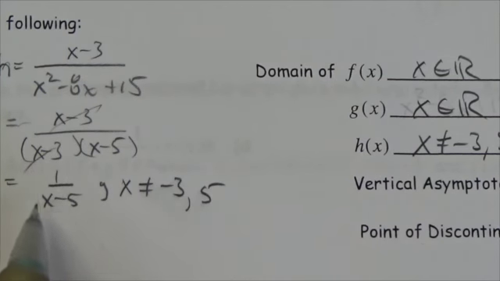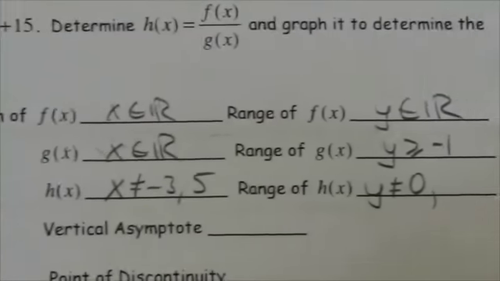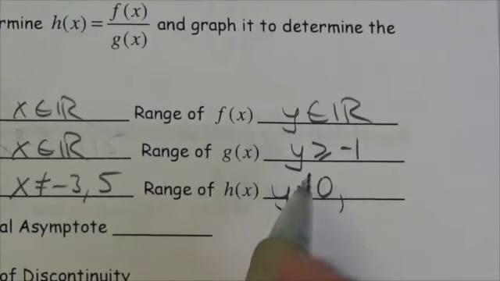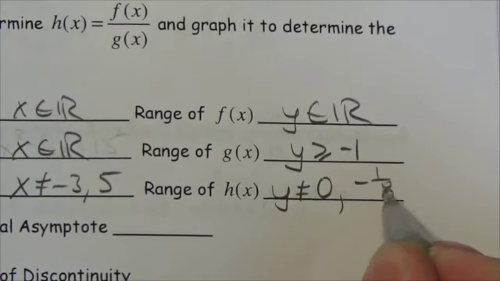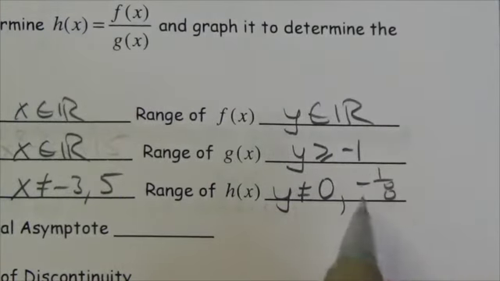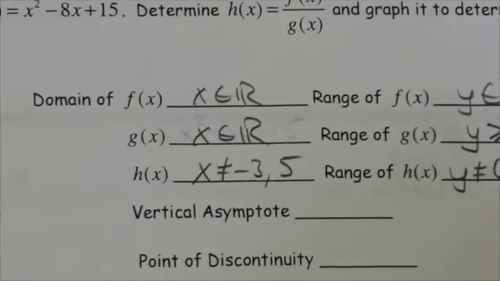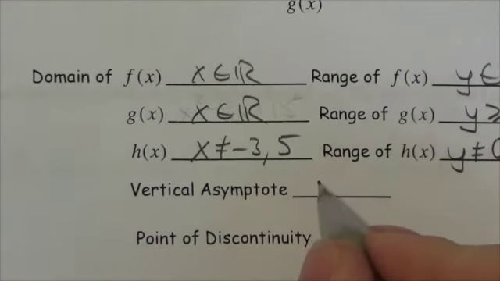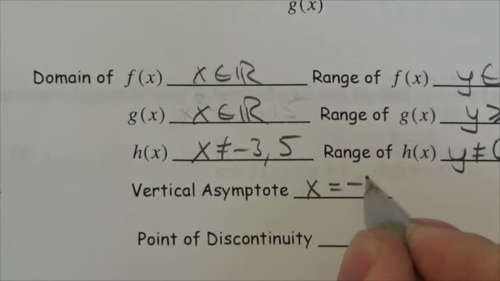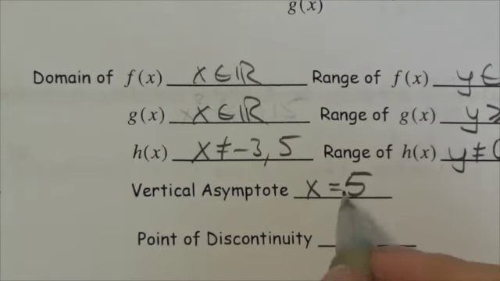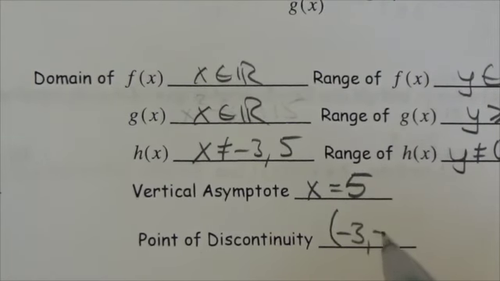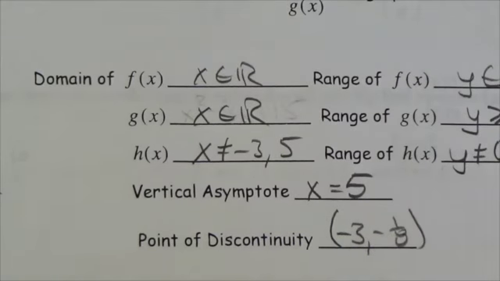And if I plug negative 3 into this, I get 1 over negative 3 minus 5, negative 8. So not only can it not equal the horizontal asymptote, I can't let it equal negative 1/8 here because that coordinate goes with the point discontinuity. So it's got a vertical asymptote here at x is equal to positive 5. That's my vertical asymptote, the essential discontinuity. And the point discontinuity we just found here was negative 3 comma negative 1/8.